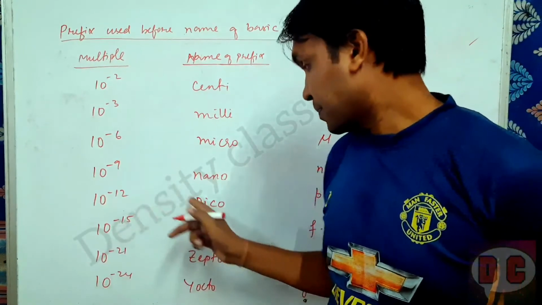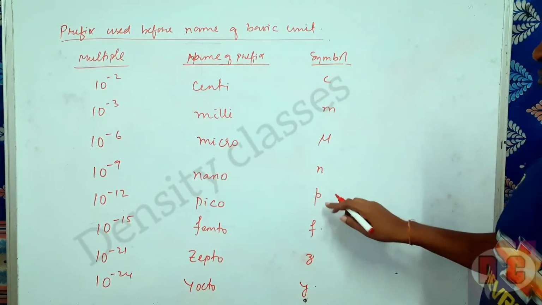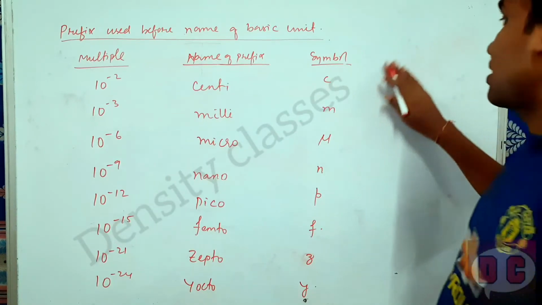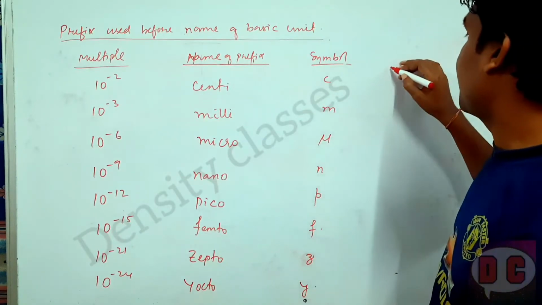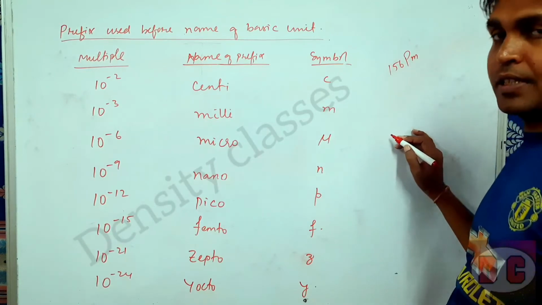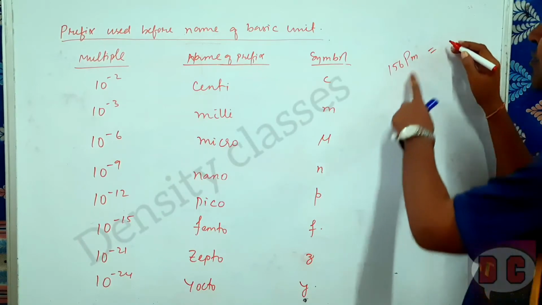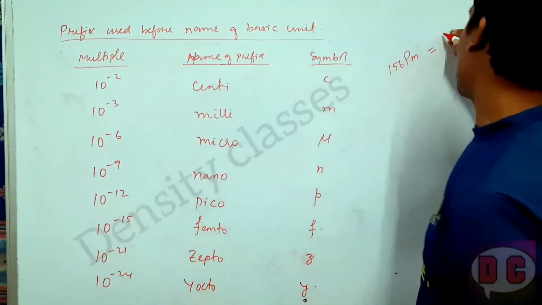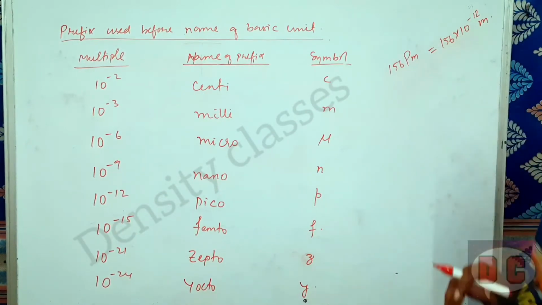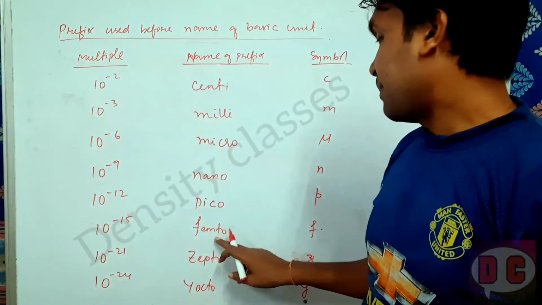Next is pico, and the symbol is p. Suppose bond length, which we have discussed in chapters 3 and 4, is measured as 156 picometer. It is given like this, so before meter, pico is there. How will we convert into meter? Pico is equal to 10 to the power minus 12. So 156 into 10 to the power minus 12 meter. Understood, dear students? I hope you are getting how to use this. Next is femto.